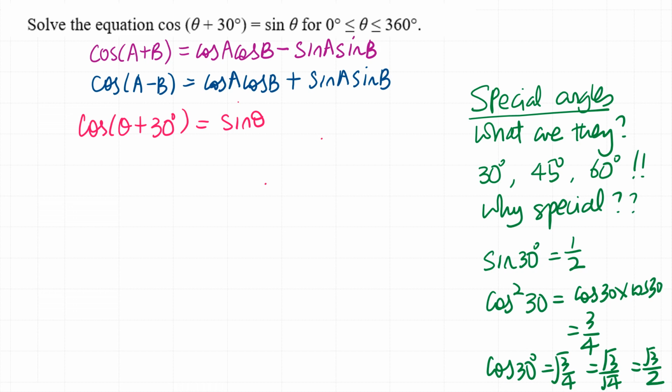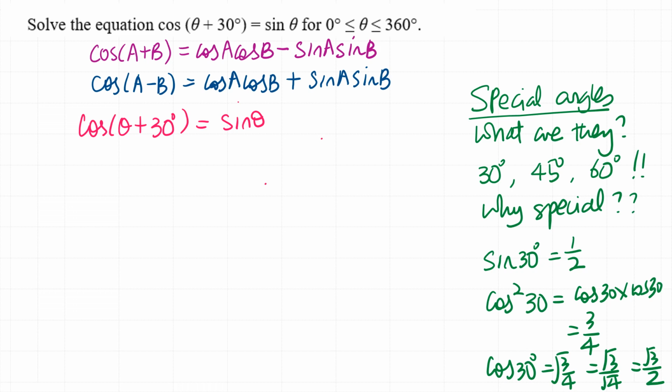And for square root of 3/4, you can apply the rule you've learned earlier on in the chapter on surds. It will give you square root 3 over square root 4. Square root 3, you leave it at square root 3 because our objective is to leave the answer in surd. And square root 4 is 2. So cosine 30 is equal to square root 3 over 2.